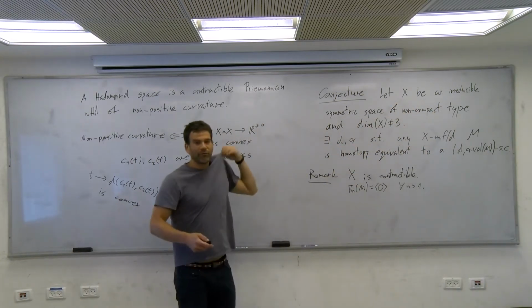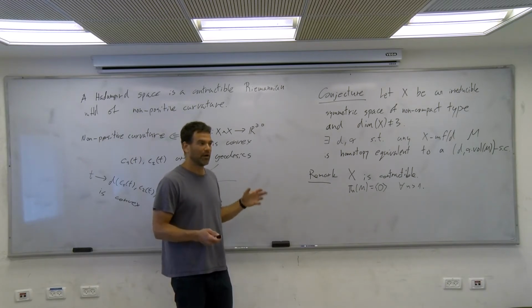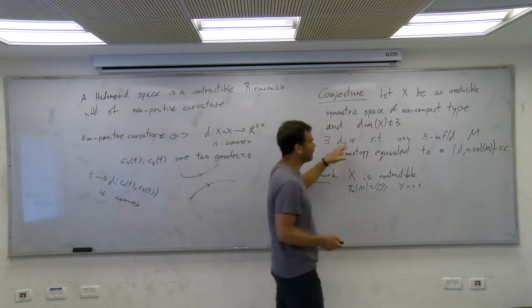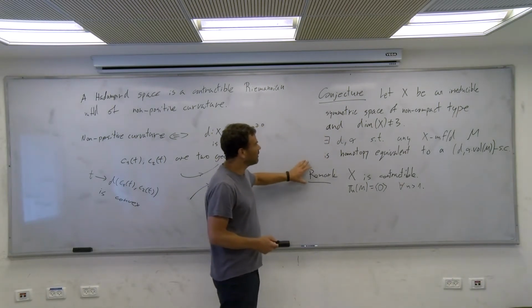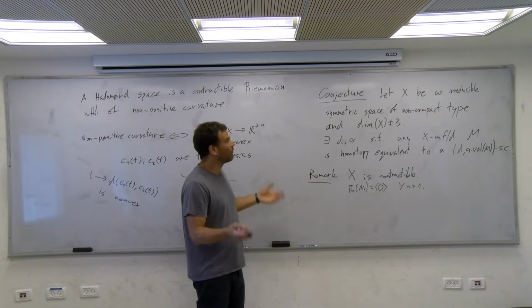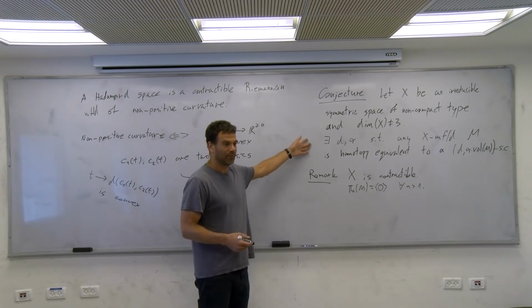And if you recall, Mostow rigidity tells you that not only up to homotopy but also up to isometry, the manifold M is determined by its fundamental group. So in a sense, to bound the complexity of the manifold, it would be enough to bound the complexity of the fundamental group.